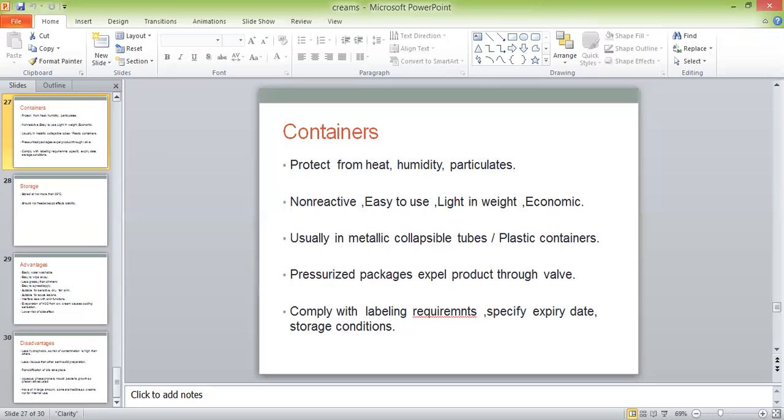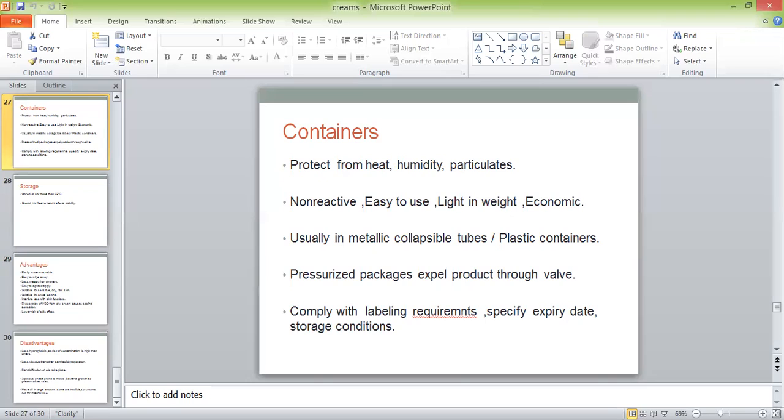The containers usually used for the packaging of creams are metallic collapsible tubes. These are tubes which collapse when pressure is applied to them, and then the product is released. Plastic containers are also used, and you already know that plastic has its own advantages. It is light in weight, easy to carry, inert, and not reactive. So plastic containers are also used. And pressurized packages expel the product or the cream through a valve.